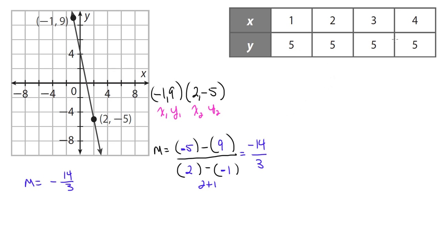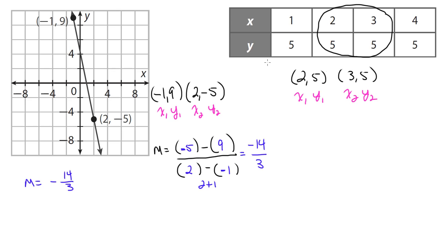And now in this example here with the table, again I have 4 points and all I need to do are pick any 2 of them. So I'm going to pick these 2 points in the middle, and I'm going to take one. I'm going to say okay, (2, 5) and (3, 5), and I'm going to label them x1, y1, and x2, y2.